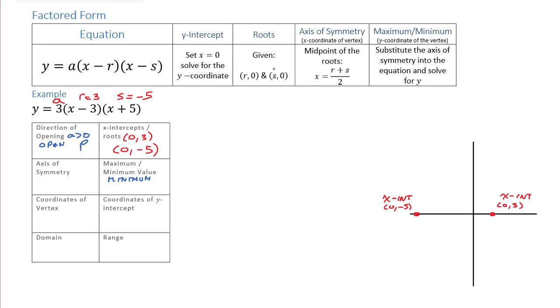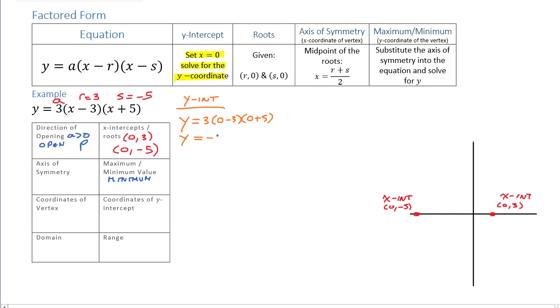Next, let's find our y-intercept. To find the y-intercept of any equation you've ever encountered, straight lines, parabolas, sinusoidal, it doesn't matter what function you encounter, you just set x equal to 0 and you solve for the y-coordinate. So let's do that. I'll just write y-int for short. y equals 3 times (0 minus 3) times (0 plus 5). So what's 3 times negative 3 times positive 5? We're going to get negative 45 as my y-intercept. So if I write that as a point, it's (0, -45).